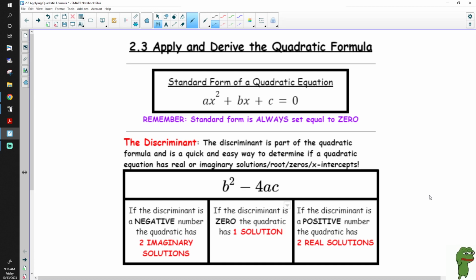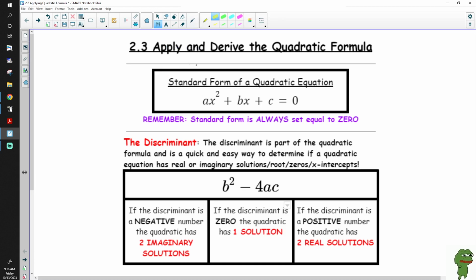Make sure it's in this order and it's equal to 0. You can't leave anything on this right side. You've got to get it all onto one side. Once everything is on one side, then you're ready to figure out what your A, B, and C value is, just like we did in factoring.